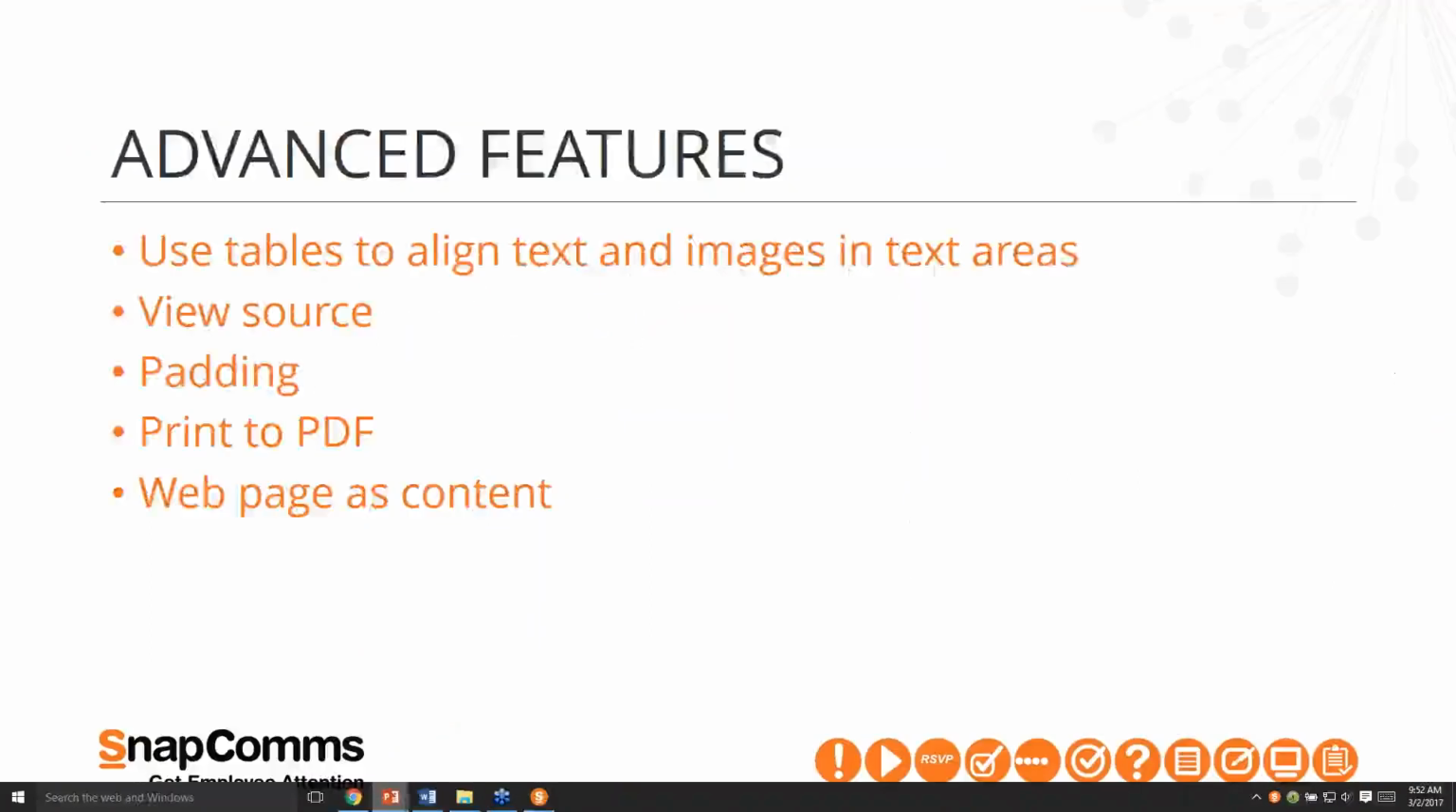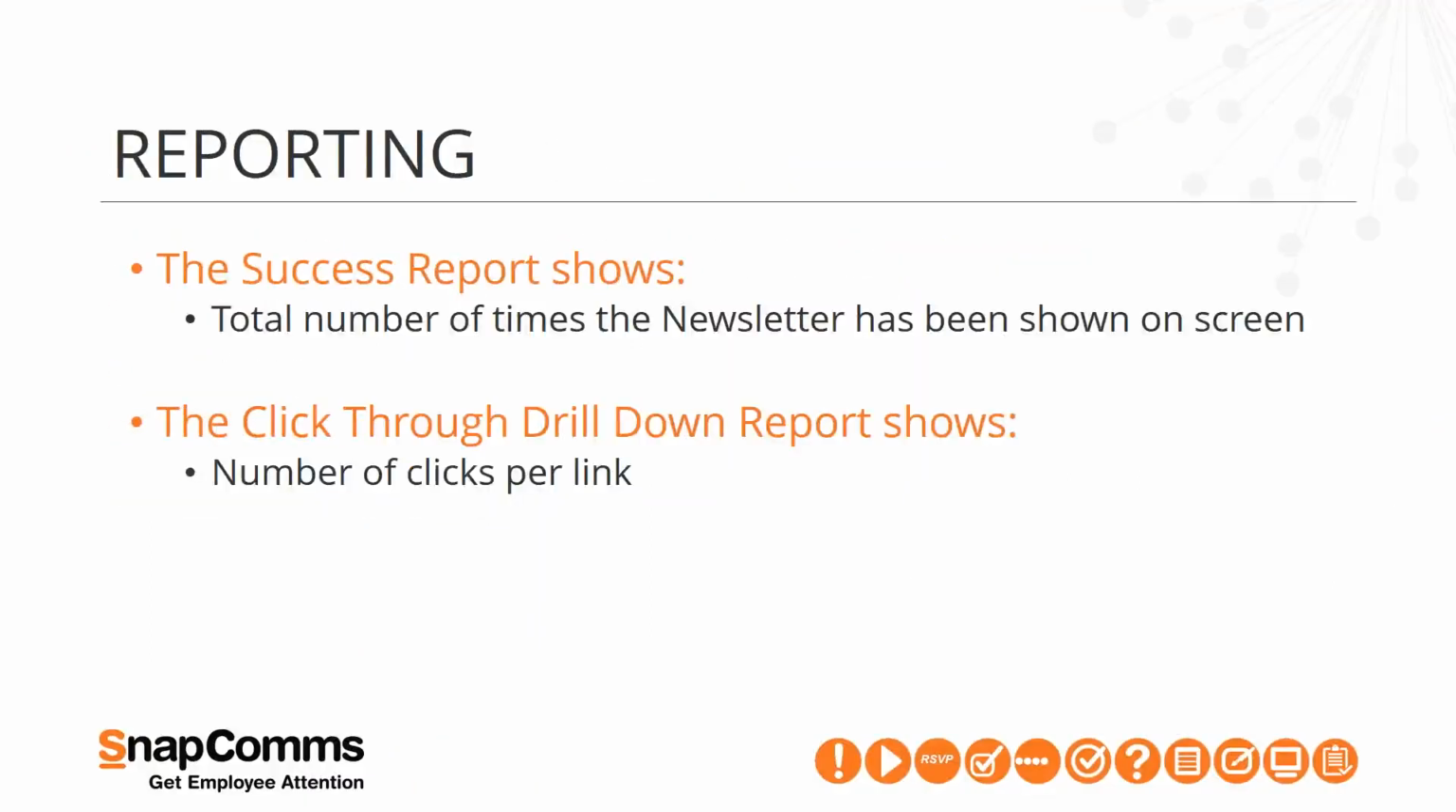Okay, let's quickly talk about reporting. There are two relevant reports for the newsletter. The first one is our favorite report, the success report, and it shows the total number of times the newsletter has been shown on screen. And the second is your click-through drill-down report, which shows the number of clicks per link. So, you know, that's a cumulative click per link per day, really. What we're hoping to get to is who clicked which link. We just have to join those dots.